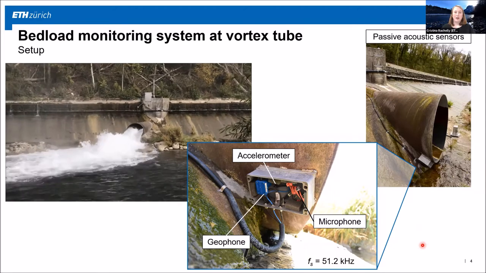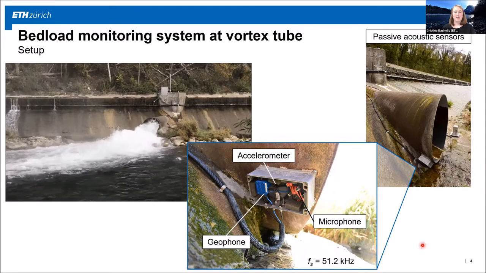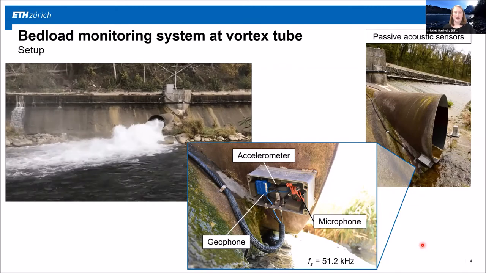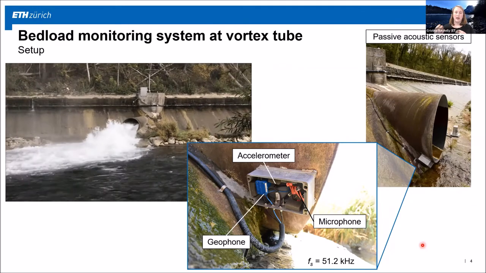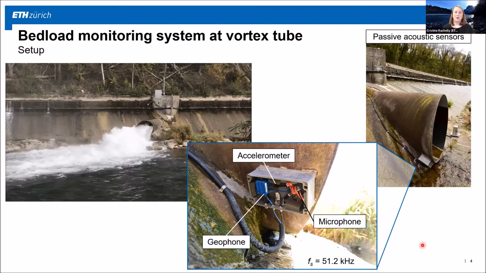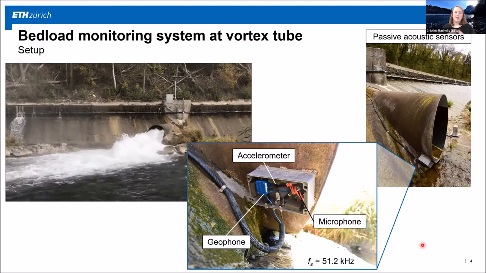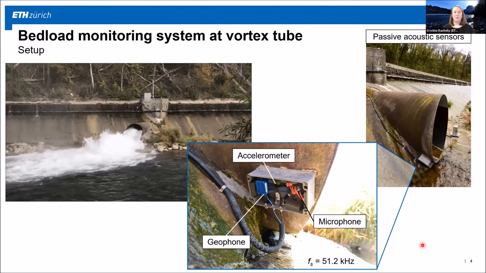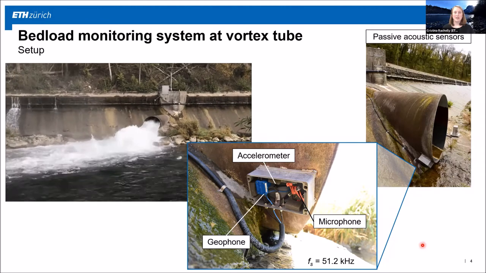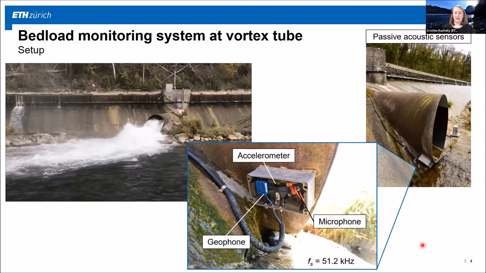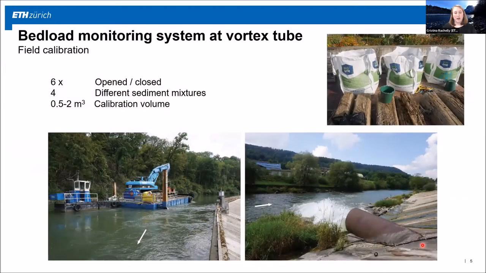What we know from other bedload monitoring studies with these passive acoustic sensors is that you currently still need field calibration to operate them. So you need to relate the geophone signal that you get to the characteristics of your bedload, and here we want to relate it to the transported bedload volume and mass, and also to the transported grain sizes. So we were lucky that in 2018 the operator of the hydropower plant excavated gravel from the headwater channel that you can see here, and we could make use of this excavator on a float.